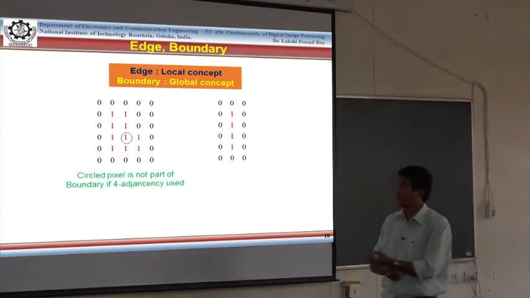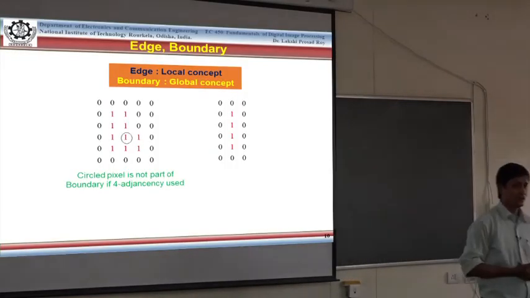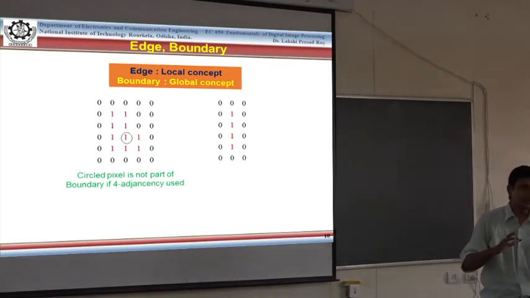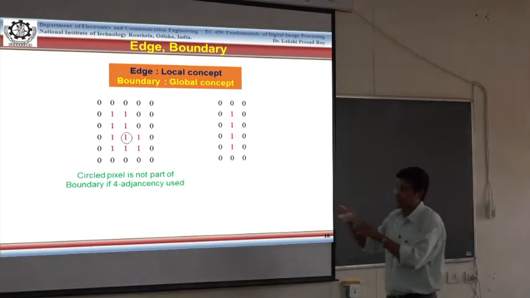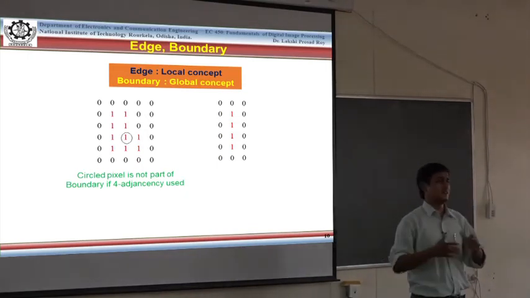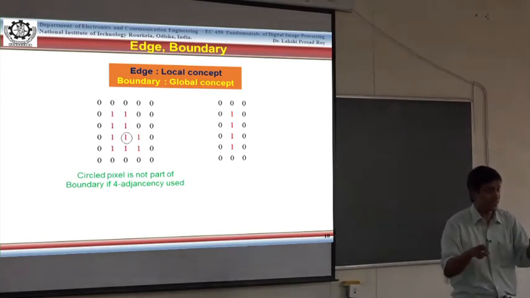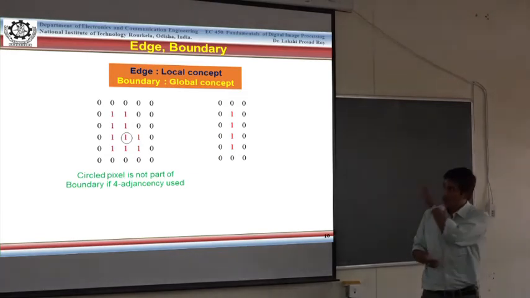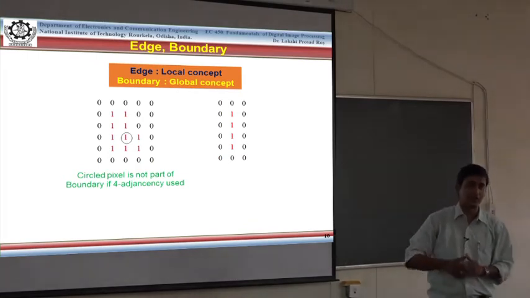Next, another term like edge and boundary, which people sometimes confuse. Edge and boundary, the meaning is almost similar. But if you define them separately, boundary is a global term, but edge is a local one. From the English meaning itself you can derive it: boundary means the overall thing and edge is a local portion of this.